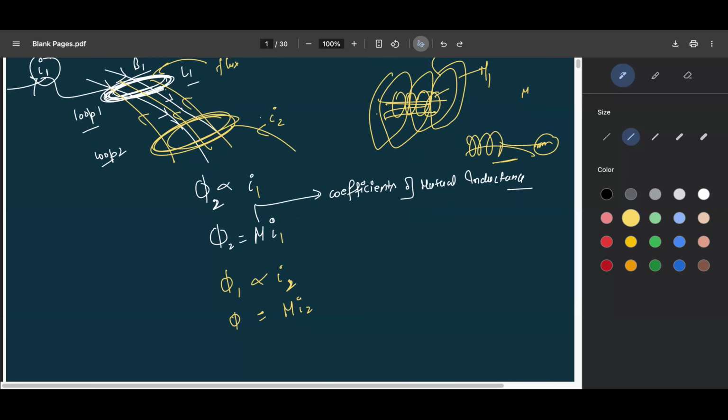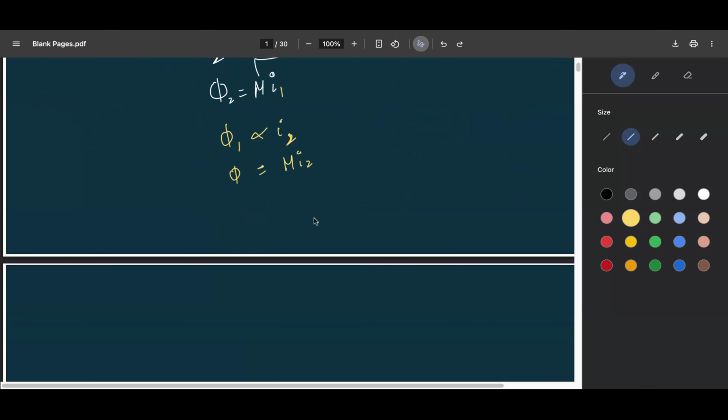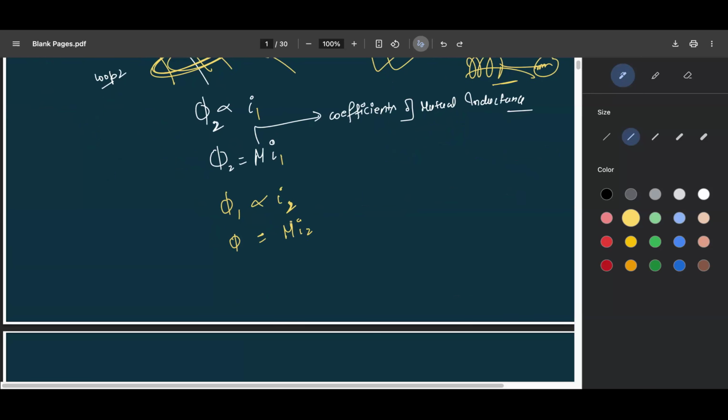Yes, sir. Okay. So in general, I'll be writing this way. What is M? M is basically the coefficient of this. These both are not the same. I'm just writing more things. So what is the unit of it? Your unit is basically flux divided by current. This will become the same.